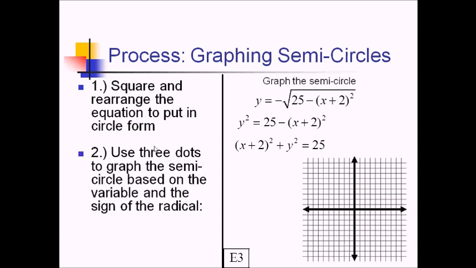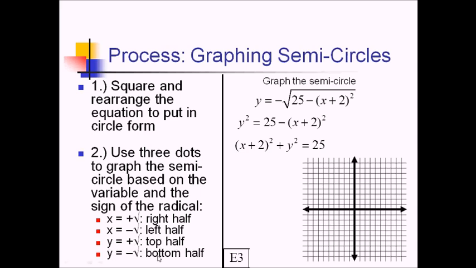For our next step, we're going to use 3 dots to graph our semicircle based on the variable in the original equation and also the sign of the radical. So here's our operating method for this. If you have x equals a positive square root, you have to graph the right half. X equals a negative radical is the left half. For y, we're going to graph the top or the bottom. Y equals a positive radical, we graph the top half. Y equals a negative radical, we graph the bottom half.